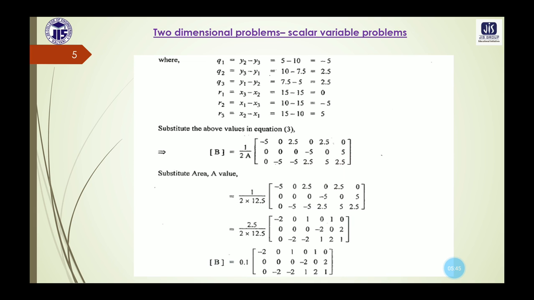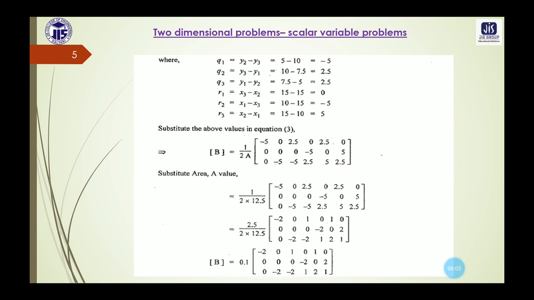So the formula to calculate Q1 is y2 minus y3. That means we need to put the values of the coordinates here. The value of y2 is given as 5 and y3 is given as minus 10. So you can calculate the value of Q1, it is actually minus 5.